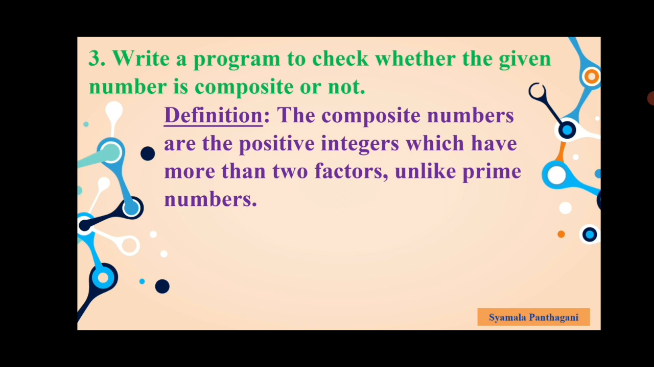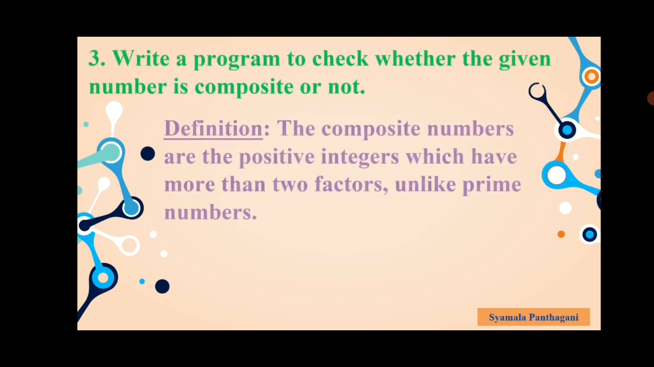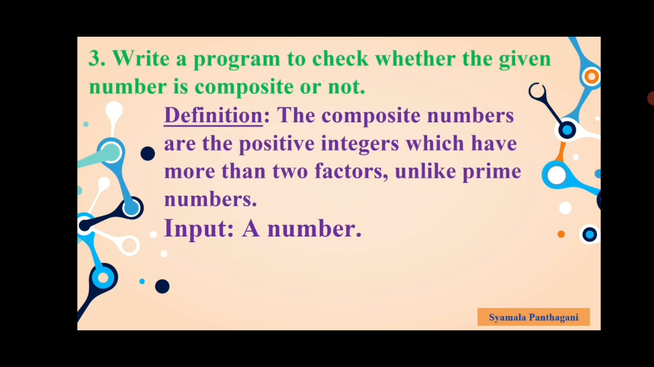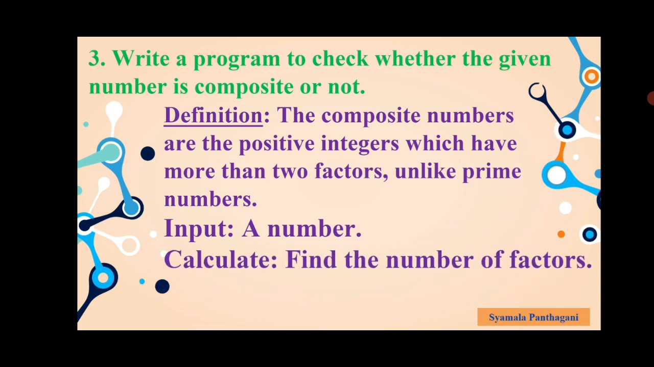In this composite number program, what do we have to take as input? We have to take a number as input. And what do we have to calculate? To find the factors: if the number has a factor except one and itself, that is a composite number. That's why we are going to find the number of factors of the given number. What do we have to display? We have to check whether it is composite or not, and then display whether the given number is composite or not.